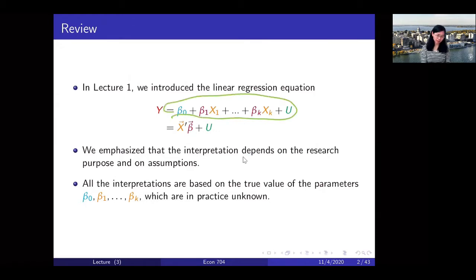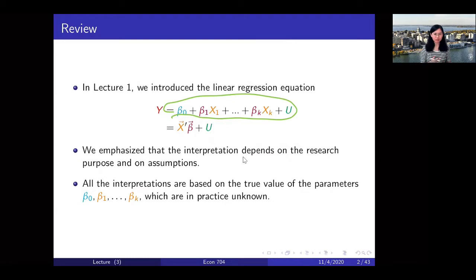Written in vector form, it's shorter in this way. It equals x vector prime beta vector plus u. In lecture 1, we emphasized that the interpretation of this observable part, as well as the interpretation of the beta parameters, depends on your research purpose and on the assumptions that you put on the model.